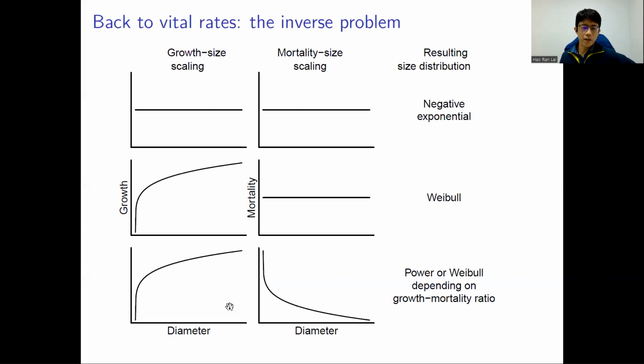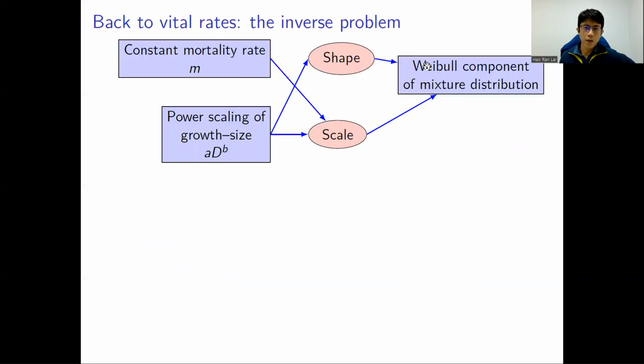So now back to the vital rates. We've shown that you can use some simple underlying vital rates assumptions to come up with the expected size distribution. For example, for the Weibull distribution, the two parameters are direct functions of the underlying assumed mortality rate and power scaling between growth and size. So we wonder if one could flip the arrow to go from the distribution parameters and inversely estimate the vital rates.